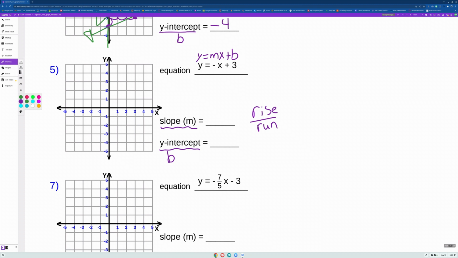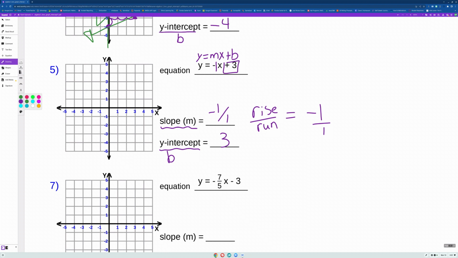So here, my negative x really just means -1. But I need to turn -1 into a fraction. And to do that, all I'm going to do is put a 1 in the denominator. So now my slope is -1 over 1. And my y-intercept of b is going to be a +3.